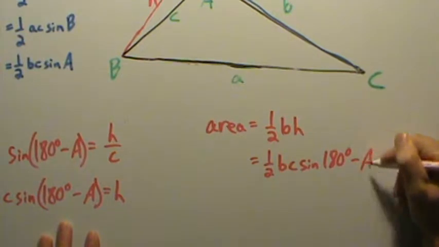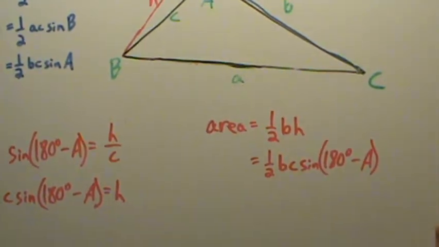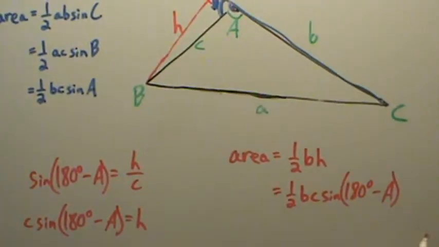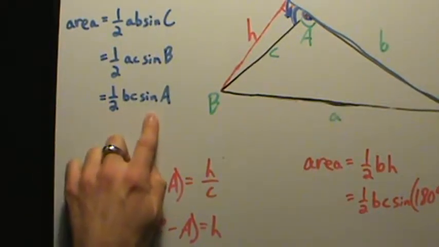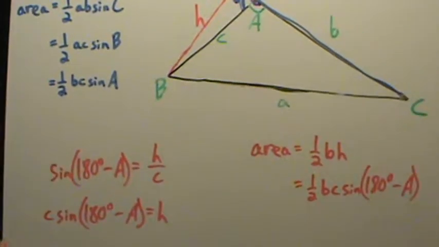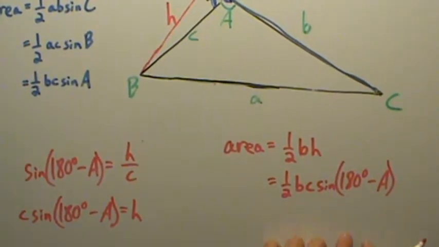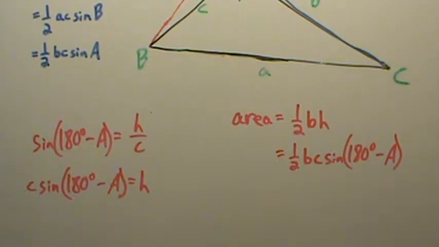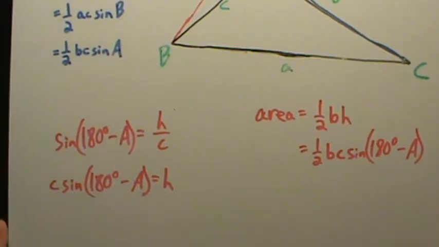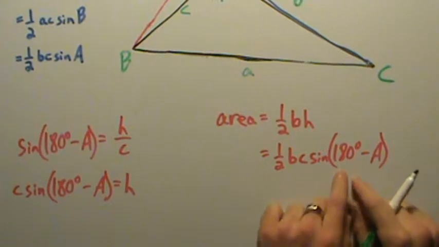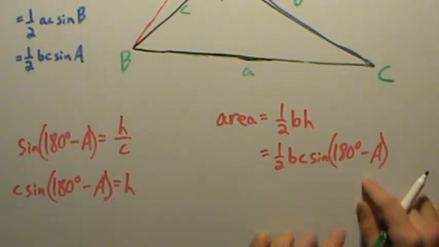So we have that. Now that's kind of a problem, right? Because that's not exactly what we want. We have 1/2 BC sine 180 degrees minus A, but we want BC sine A, and then the half out here too. But that's actually not a problem, because if we think back several videos ago, we had those trig formulas. And here we have a sine of one angle minus another angle. So this is a difference formula.